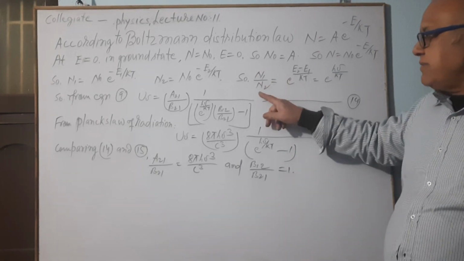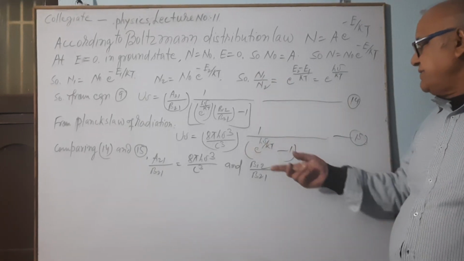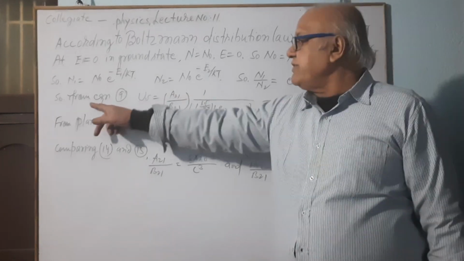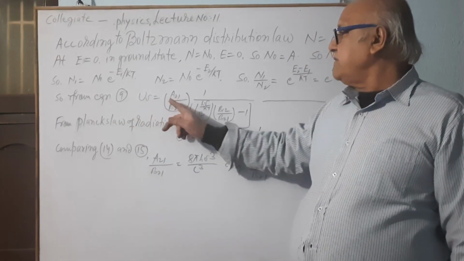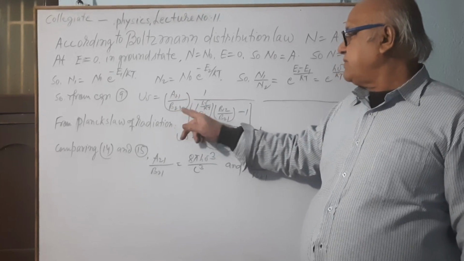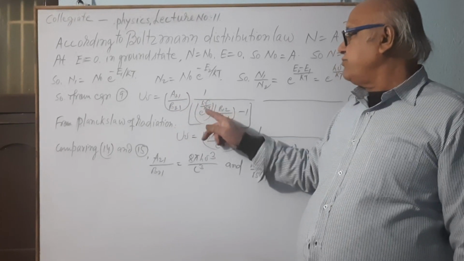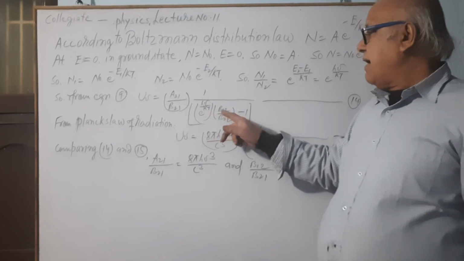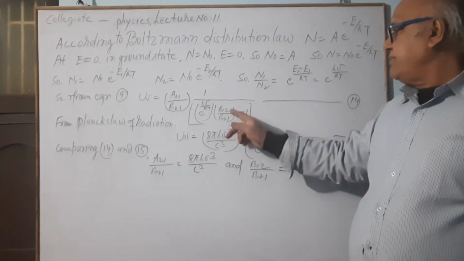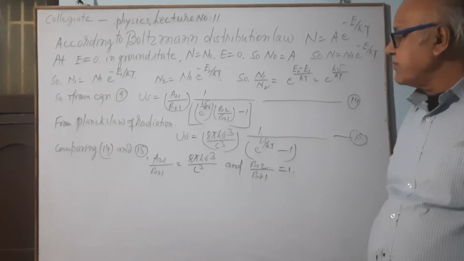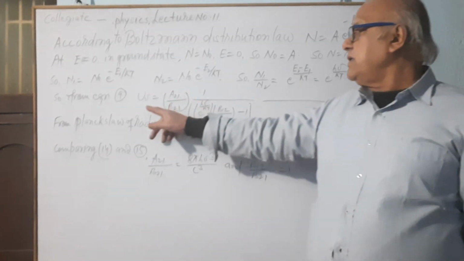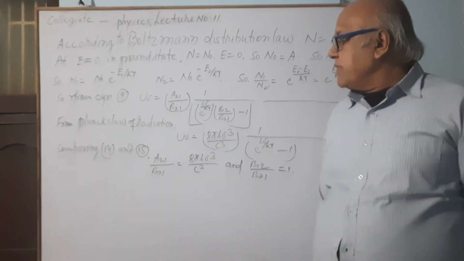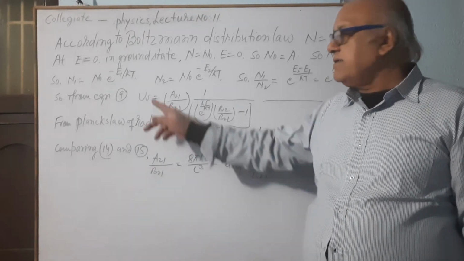Now this value of N1 by N2 is mentioned in equation number 14. In equation number 9, we then get U nu is equal to A21 by B21 into 1 by e to the power h nu by kT, this is the value of N1 by N2 here, and the rest terms are as usual, B12 by B21 minus 1. This is the formula. U nu is the intensity of incident radiation or intensity of emitted radiation.